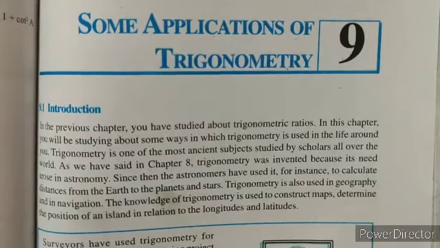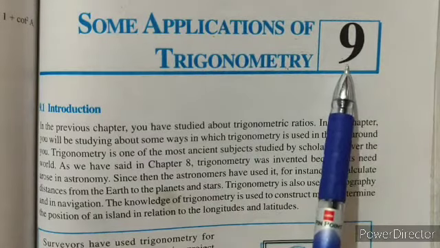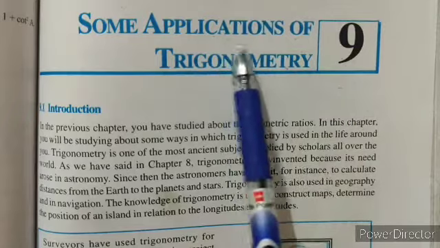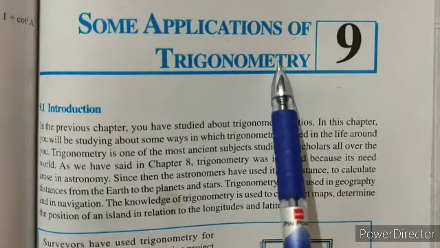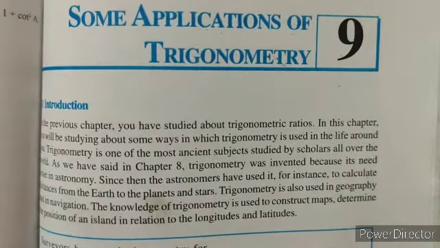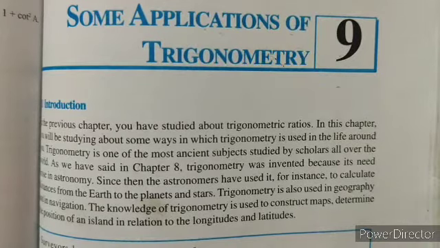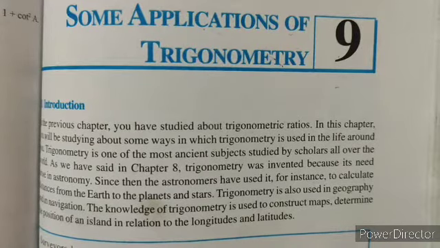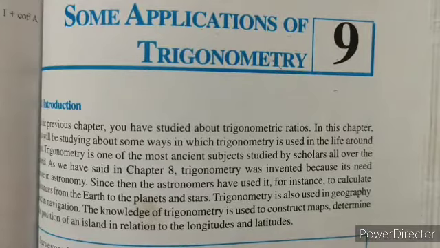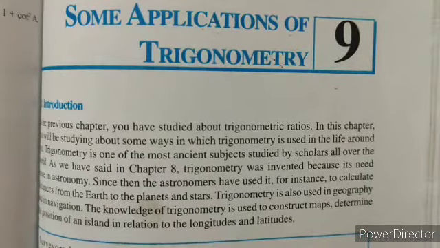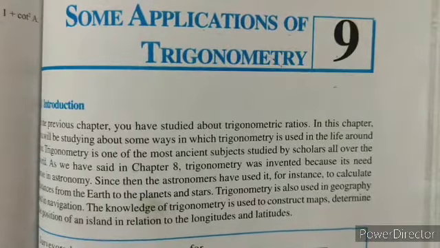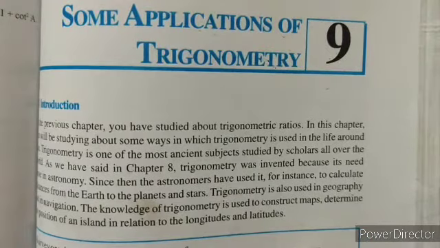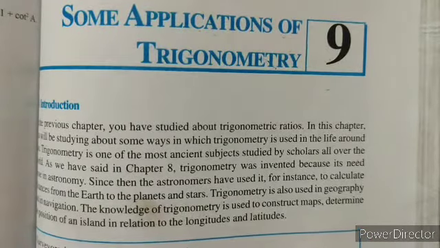Hello students, in this video we will do chapter 9 of NCERT, that is applications of trigonometry. Here we will see how trigonometry is used for finding the heights and distances of various objects without actually measuring them. Now in this chapter we will use two types of angles. One is angle of elevation and another one is angle of depression.